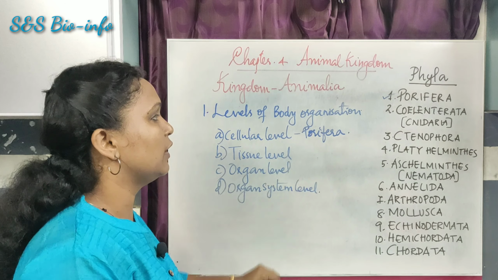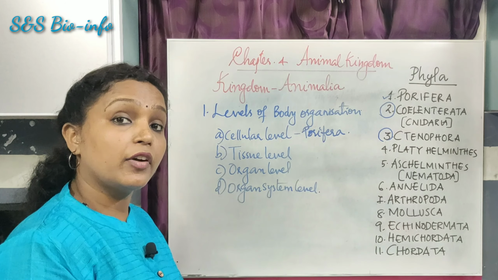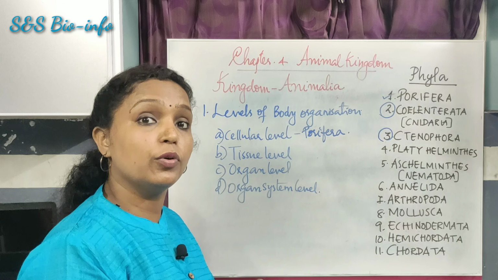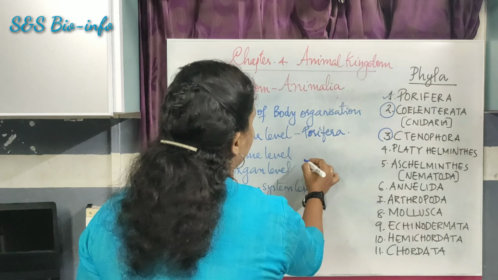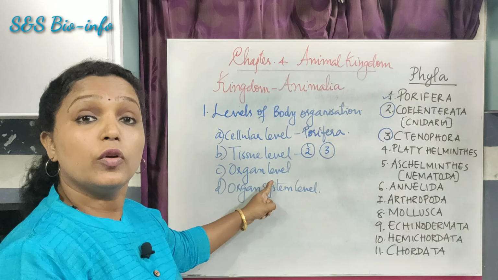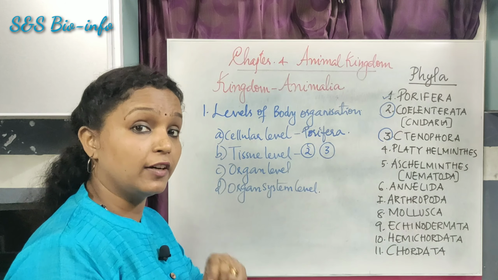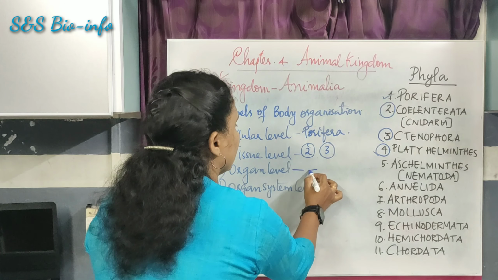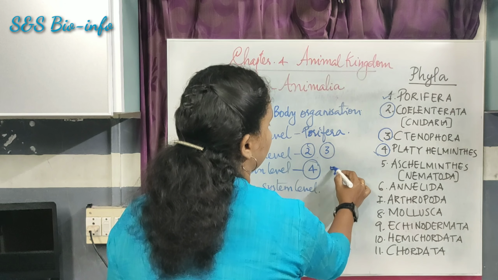Next one, tissue level. The second and the third phyla, the phylum Coelenterata and Ctenophora, exhibit tissue level of body organization. That means the body has tissues. Those tissues perform the body functions. Then organ level. Organ level means the body consists of organs, that is exhibited by the phylum Platyhelminths. As helminths also belong to this category, the organ level.